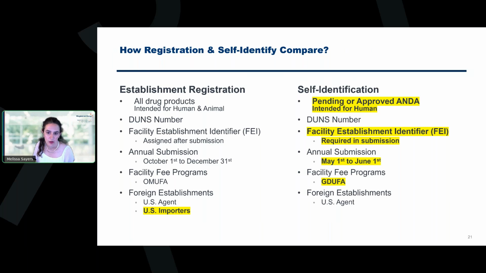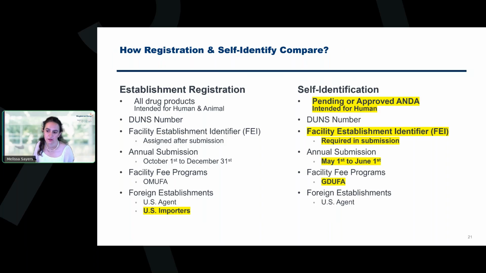Establishment registration applies to all drug products intended for human and animal use. Registrations require a facility establishment identifier, an FEI, but this is assigned after the registration is initially submitted, once FDA assigns the site an FEI. Another key difference is the timing of submission. Registration is submitted annually between October 1st and December 31st. The data in the registrations are used to identify facilities that are subject to fees that are incurred under the over-the-counter monograph user fee program, not GDUFA. Sites not located in the United States must also include each importer prior to shipping to the United States on the registration.